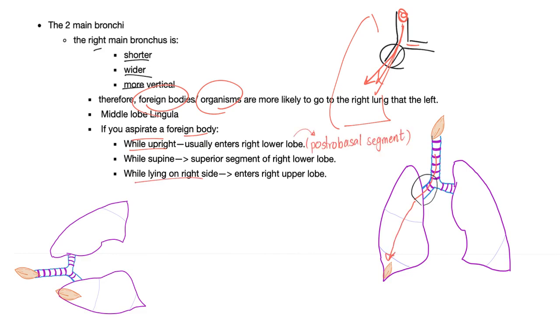Let's say you are lying on your right side and you inhale the peanut. If you're lying on your right side, the peanut's gonna go to the right lung, of course. Where exactly? Follow the gravity. It's here, okay? So the gravity will pull it here, not here. It's gonna be the right upper lobe, okay.